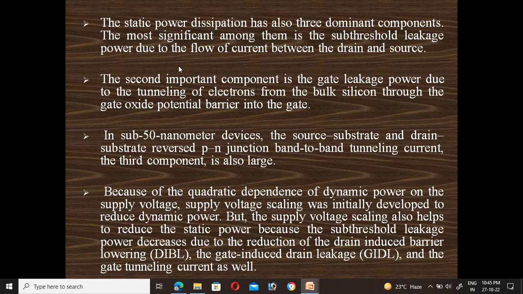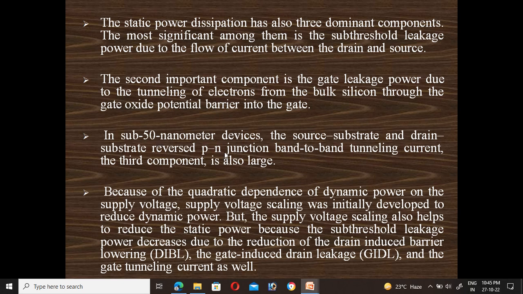The second important component is gate leakage power, due to the tunneling of electrons from the bulk silicon through the gate oxide barrier into the gate. That means when we go for deep micron technology, the SiO2 layer thickness also decreases. Therefore, there is a possibility of electrons tunneling from gate to substrate region, which leads to some current. That current is generally called gate leakage current.